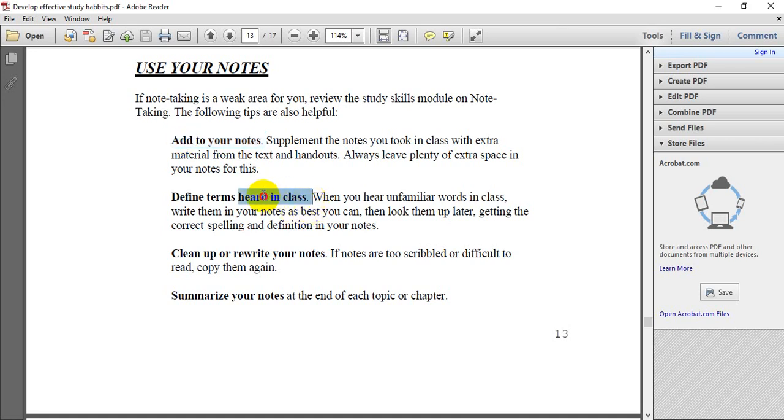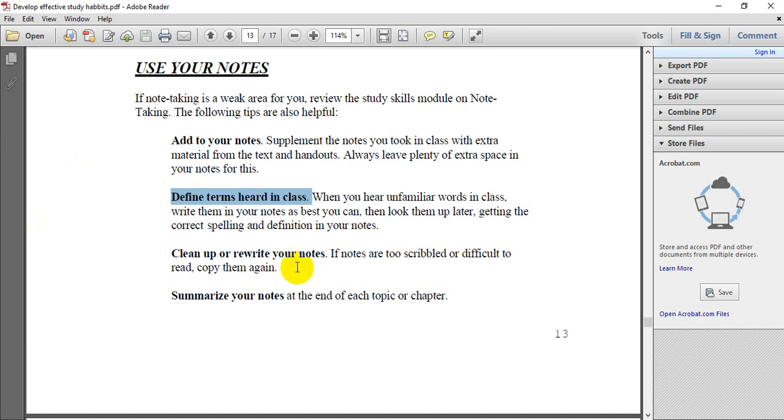Define terms heard in class. For example, when you hear unfamiliar, unknown words in class, you can put them in the margin, and after you return home, you can look up the meaning of them in the dictionary. You can search for the definition and the correct spelling, and write them in your notes.